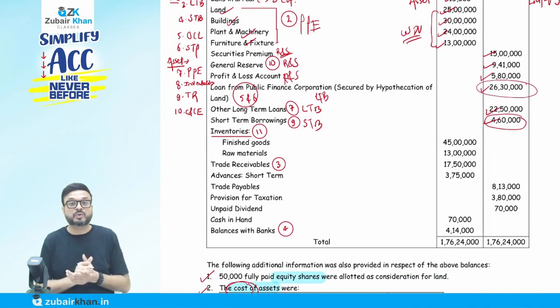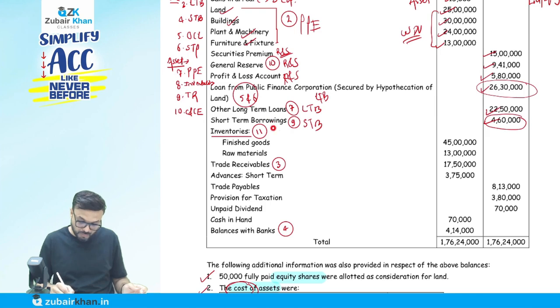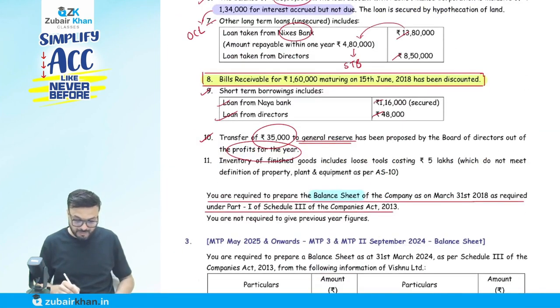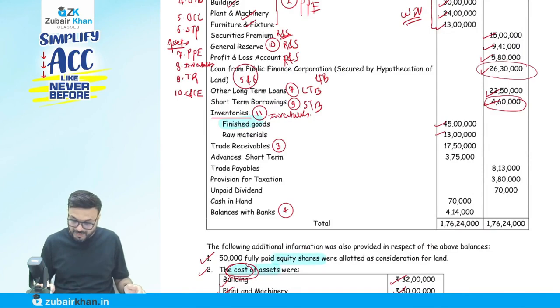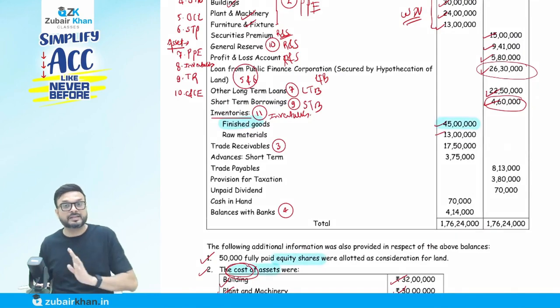Okay. Now here we have inventories, which is mentioned in point number 11. But this says finished goods is 45 lakh and raw material is 13 lakh. So it will go to inventory obviously. But I will read what is mentioned here. In point number 11, this is the inventory of finished goods. First of all, they are talking about the finished goods. This is finished goods. How much do they have? 45 lakh. So they are talking about this amount.